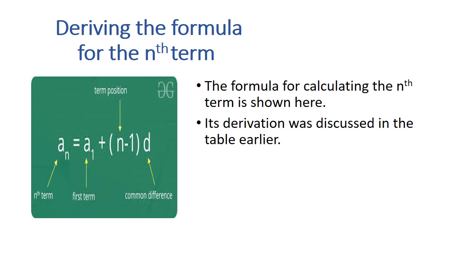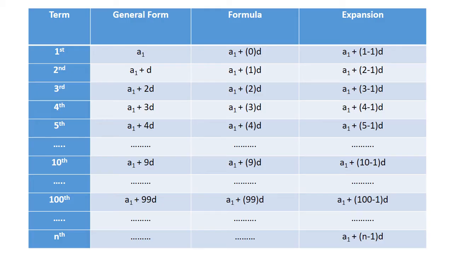Its derivation we have already discussed in the table. Once again I'll show the table. Okay, look at this table. From this table we can find the general formula, based on the position of the number. For example, for the first term, we do a plus 1 minus 1 into d. Second term, a plus 2 minus 1 into d. Whichever position the number is at, we subtract 1 from that position.